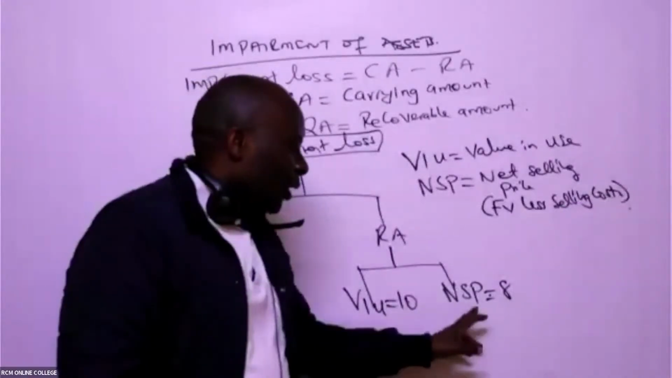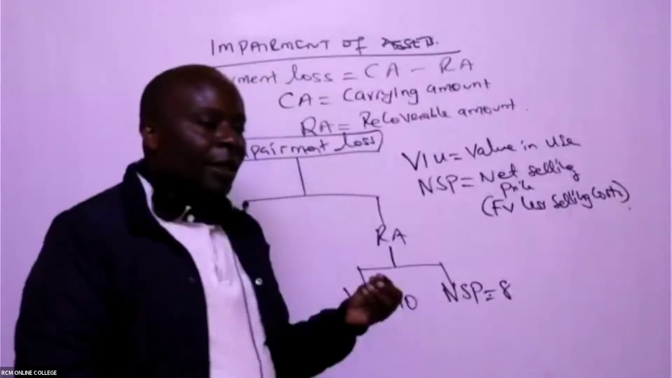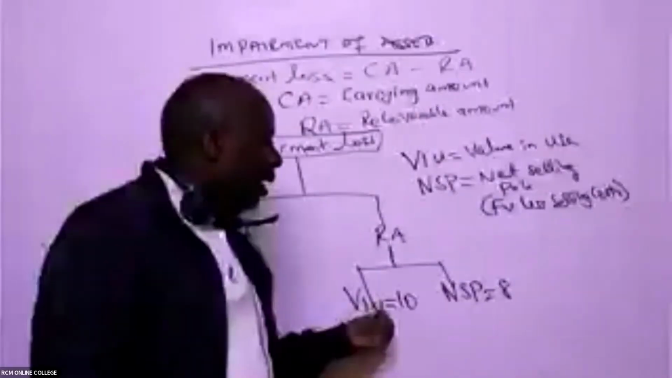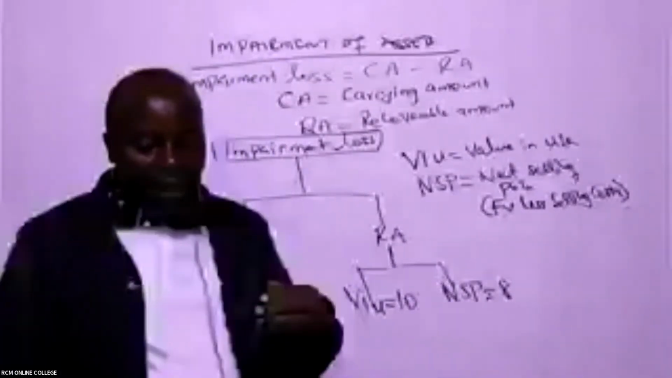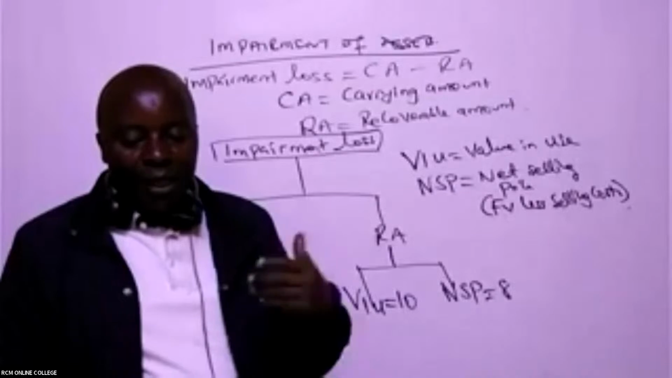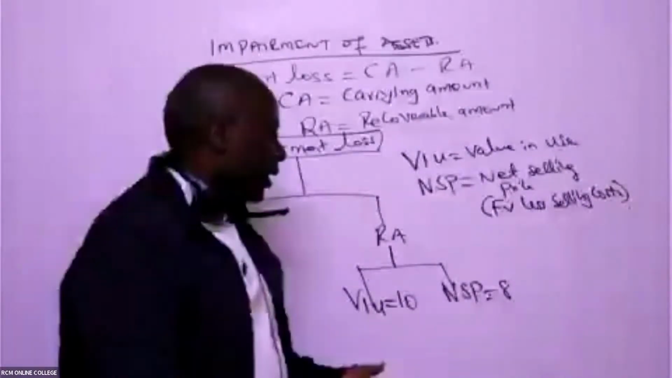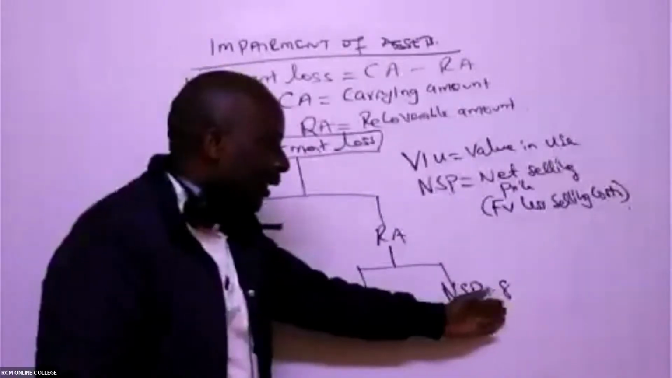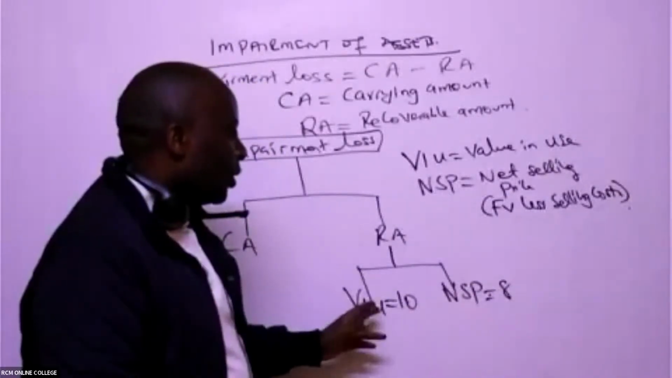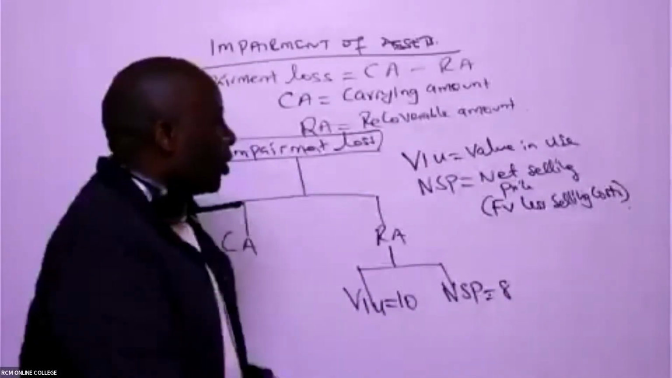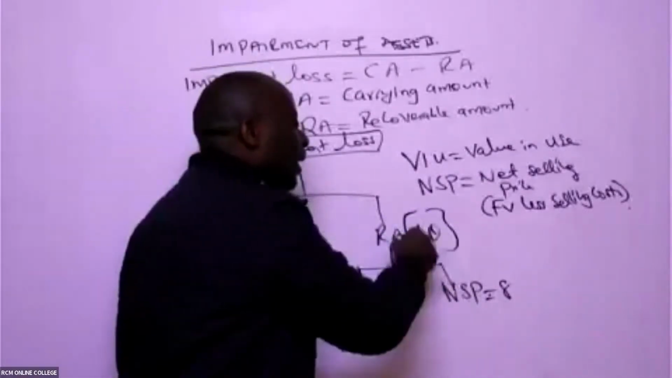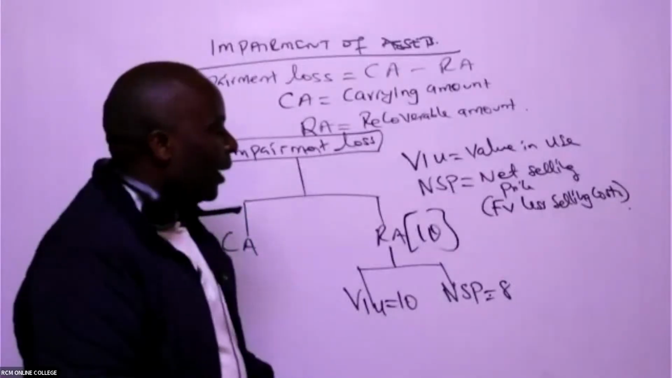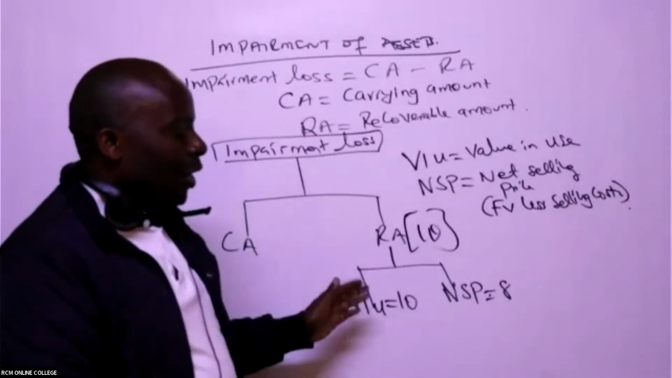Now, between the two, what do you think will be the recoverable amount? Because for the recoverable amount, you compare between the two and pick the higher, the best. In this case, prudently, I would rather continue using this instead of selling and getting 8. So the recoverable amount will be the higher of the two. I'm going to work with 10 there. So for recoverable amount, we shall always compare the two and pick the higher.